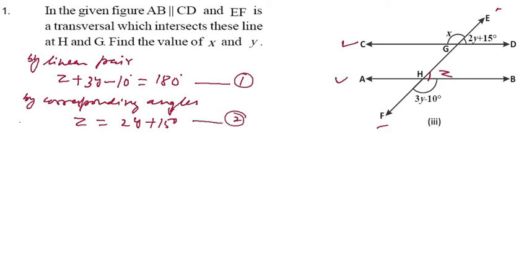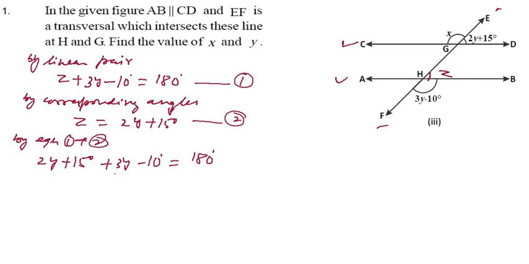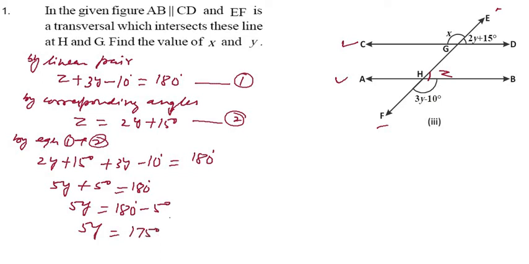So put the value of z in equation first. What will happen? Put the value of z here. So it will be 2y plus 15 degrees plus 3y minus 10 degrees will be equal to 180 degrees. So 2y and 3y, that is 5y, and plus 15 minus 10, it will be 5 and it is 180 degrees. So you can say 5y is equal to 180 degrees minus 5 degrees. So 5y is equal to 175 degrees. Now you can say y will be equal to 175 degrees divided by 5.